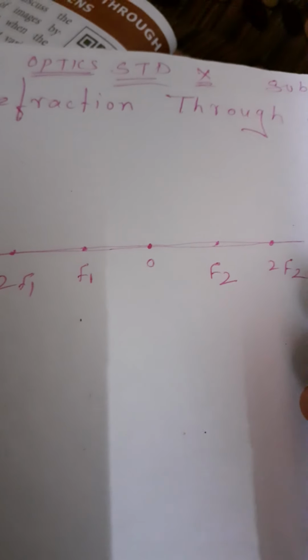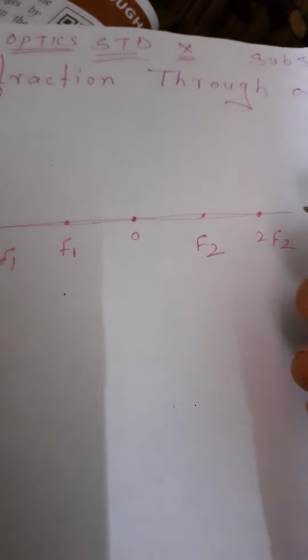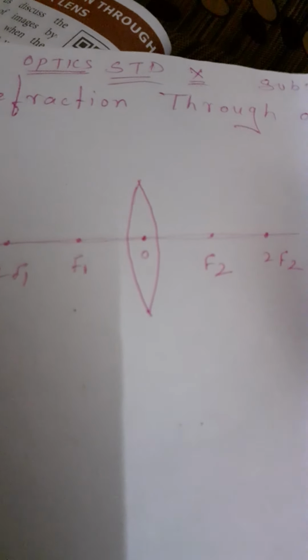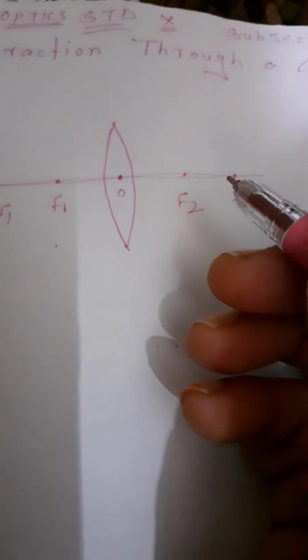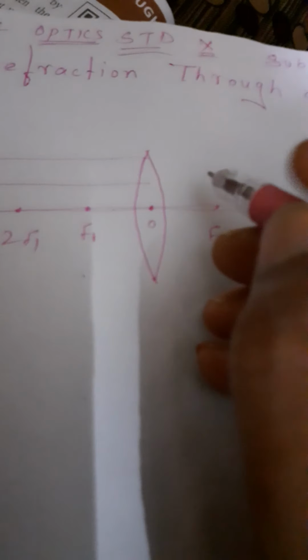So in between, at the center, optic center, draw a lens. Draw a convex lens. If the rays are coming parallel, you know that after refraction it will converge through the focus point.